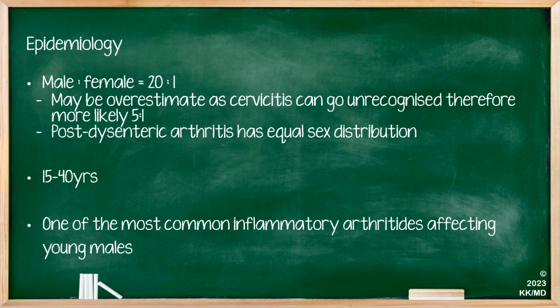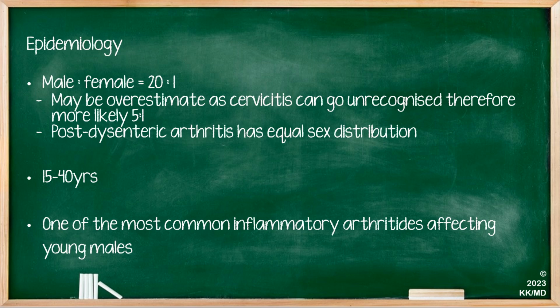In terms of the epidemiology of the disease, it affects males far more commonly than females, with a ratio of about 20:1. However, if you do include cervicitis as part of the syndrome, then the ratio comes down to about 5:1. And it's important to note that post-dysenteric arthritis has equal sex distribution.